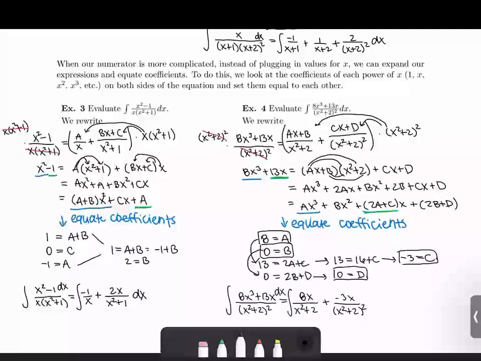So again, remembering that our motivation is integrating these things. Now, our term 8x over x squared plus 2 can be solved using u substitution, where u is that denominator. And our term negative 3x over x squared plus 2 squared can also be solved using u substitution, where u is again that x squared plus 2. And we're going to integrate that using the reverse power rule. So feel free to work out the rest of these examples on your own, but like I have mentioned in the previous video, I'm not going to be explicitly writing that out here.